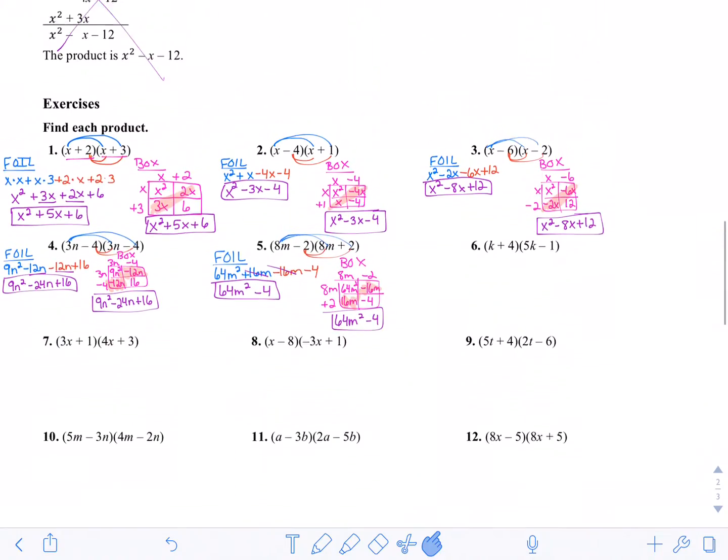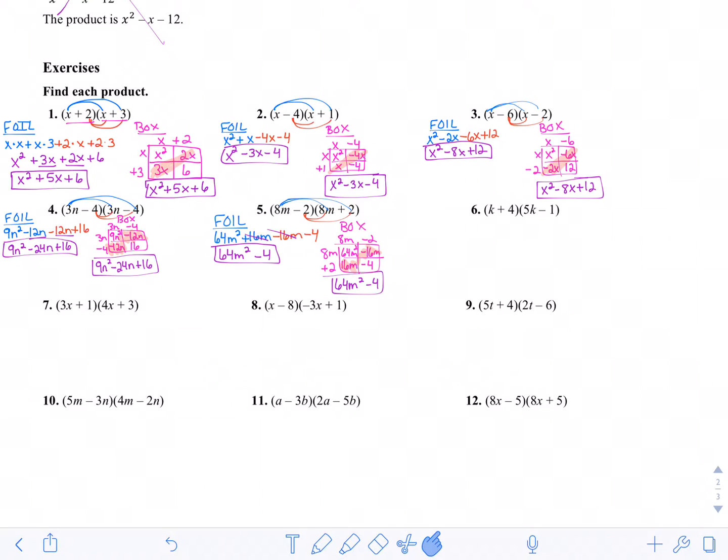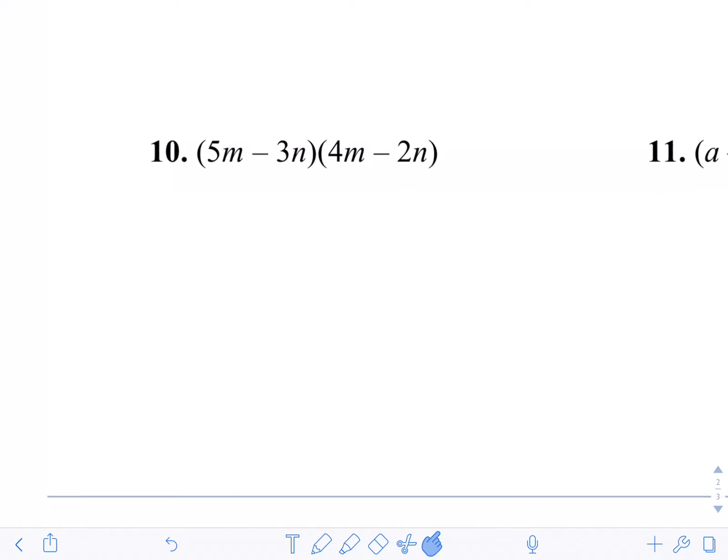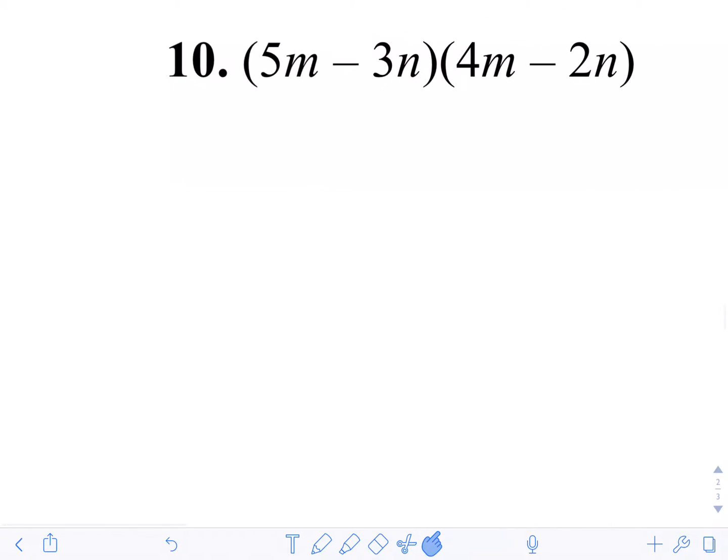Okay, let's see. I'm going to skip and just do a couple more. So we'll go ahead and go down to this last row. Okay, so number 10. Alright, so first we're going to FOIL.